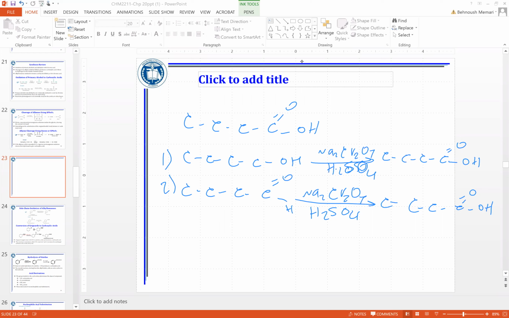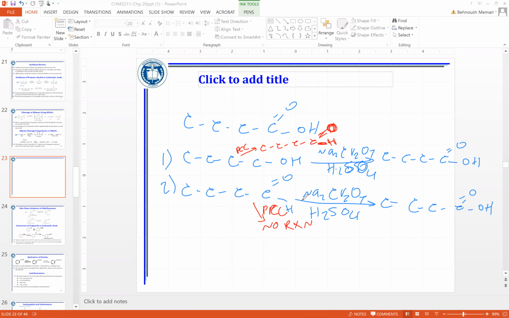What happens if you use PCC here? If you add PCC to aldehyde, there would be no reaction. So we can't use PCC. We have to use a strong oxidizing agent in order to go to carboxylic acid. With primary alcohol, if you use PCC, it would change to 4-carbon aldehyde, and it does not go to carboxylic acid. So it doesn't give us the carboxylic acid.